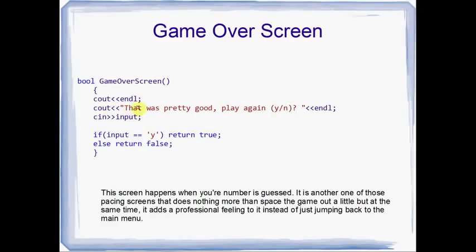And the game over screen. So this is another one of those screens that just spaces everything out nicely, makes it feel a bit more professional. You don't want to jump straight from the player dying to the main menu. You want to have something in between there that says, you did really well, you're a really good player, please play again. Otherwise players feel a bit sad and they quit and go and do something outside. But this screen happens when the computer has guessed your number.